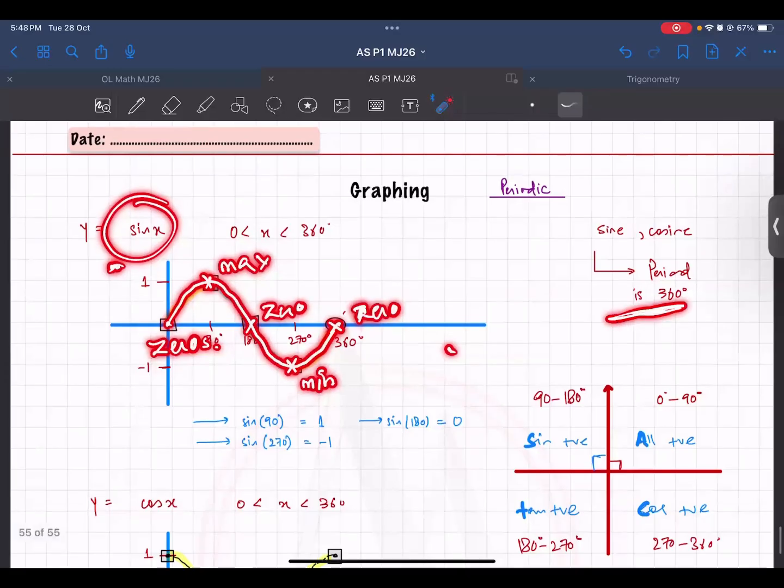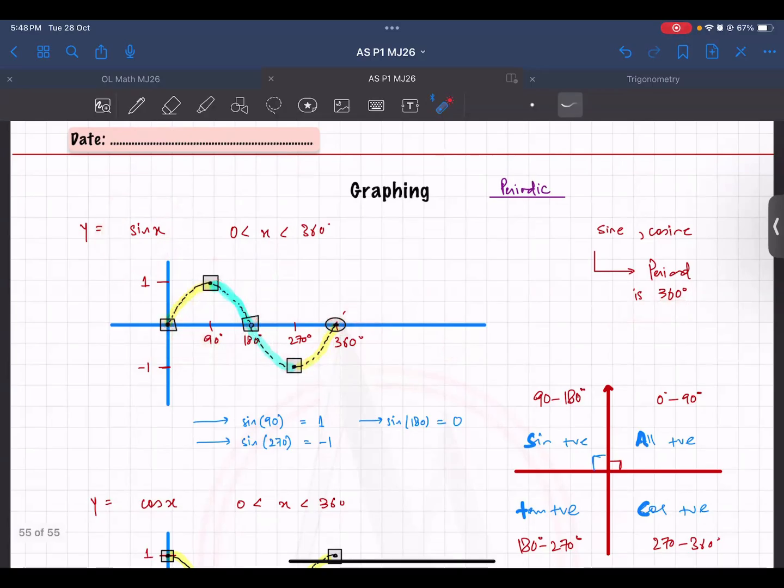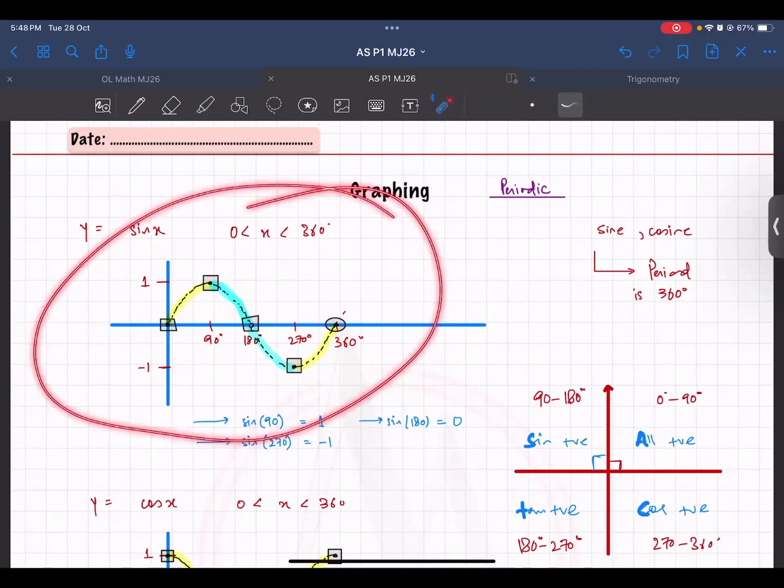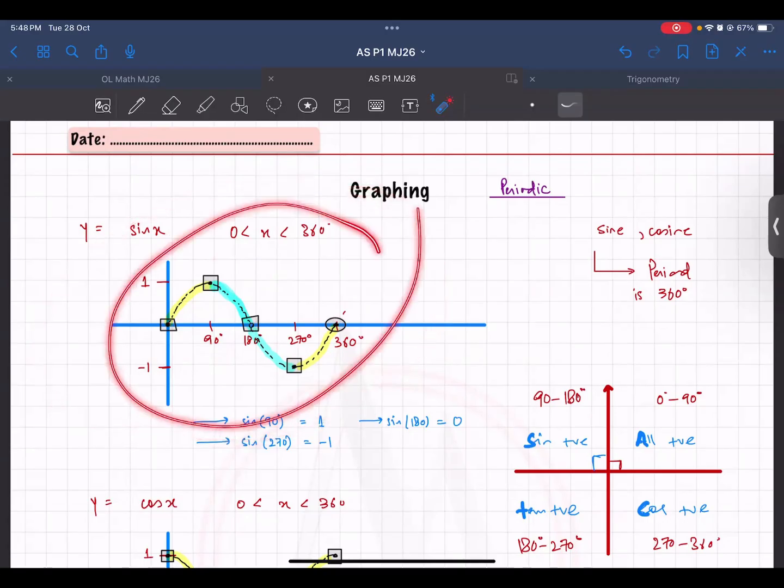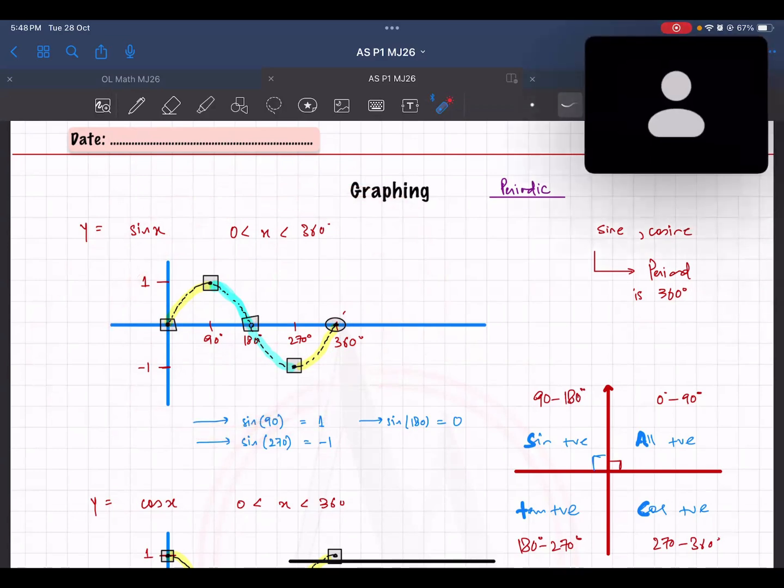And you can see the period is 360. So this shape is important. These points which I've plotted, the 4 divisions which I've made, these are important. And you have to learn this. Learn the basic shape, and then we do transformations on this one to get new graphs. We will see those as well.